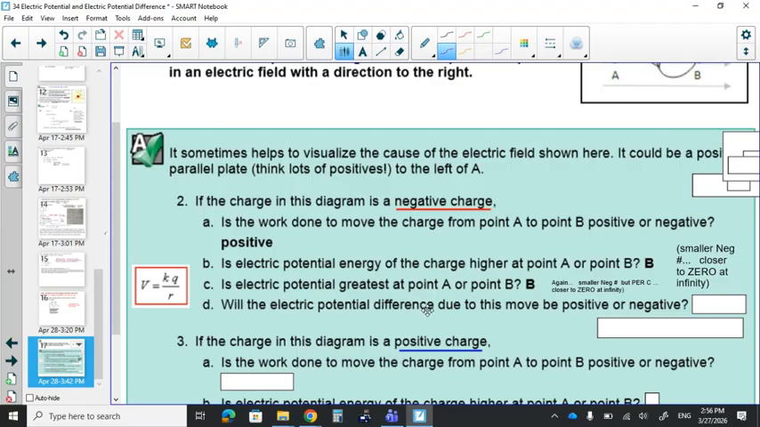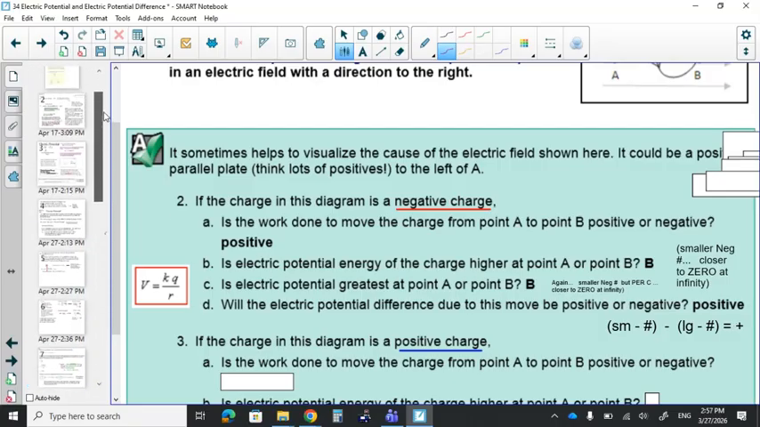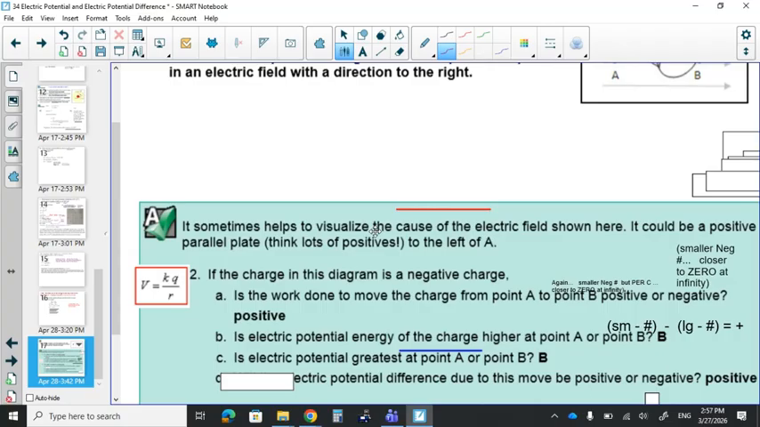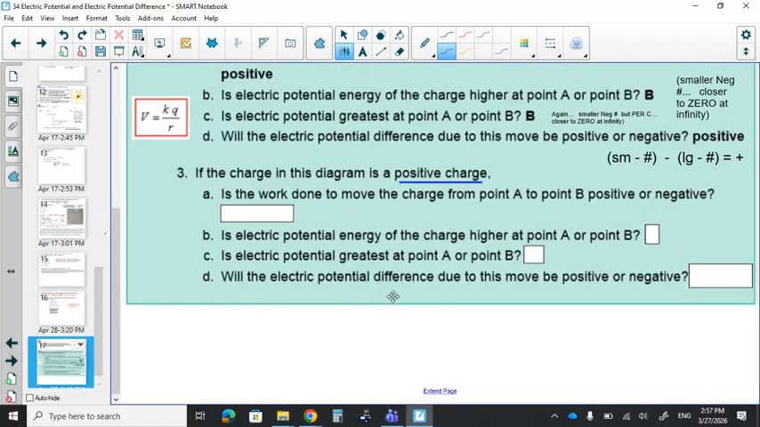Will the electric potential difference due to this motion be positive or negative? Well, it's going to be positive, of course, because you're doing work, adding positive energy to the system, right? You have a small negative number at the end, take away a larger negative number you started with, and so on. It's the graph where you've got this negative line underneath, right?